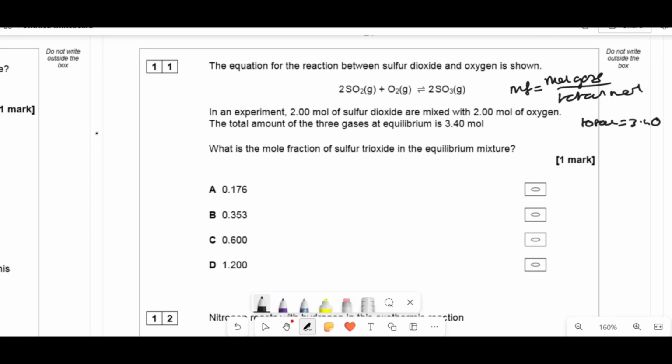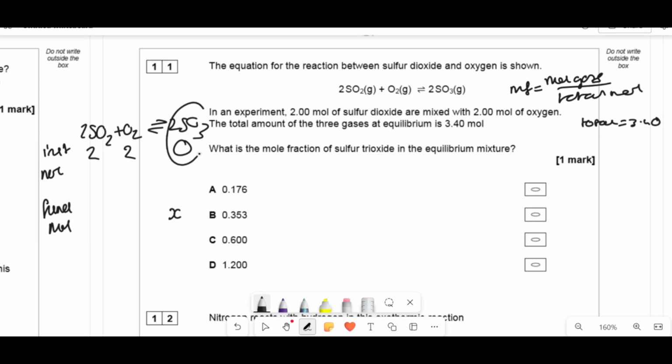So we need to quickly sketch out one of those little tables. So the 2SO2 plus O2 becomes 2SO3, initial moles, final moles, right? Initially they will have 2 of this and 2 of this, and then 0 of that. The final moles would be X of this because we end up making some. So this will have dropped by, so 2 of these makes 2 of them. So that will be 2 minus X. But then here, that will have gone down by a half X because you can see there's a 2 to 1, right? So that means the total moles equals 2 minus X, plus 2 minus a half X, plus X, equals the total of 3.40, right?